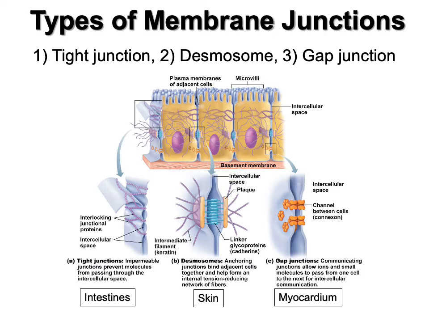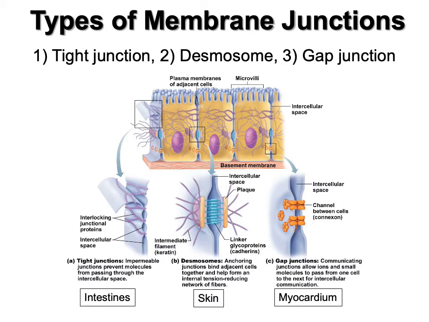Types of membrane junctions. Individual cells connect together to form tissues. These connections are referred to as junctions. Tight junctions are just like they sound. Tight junctions hold the individual cells so close to each other that they prevent molecules from passing through the intracellular space. One example where you would find tight junctions in the body is the intestines.